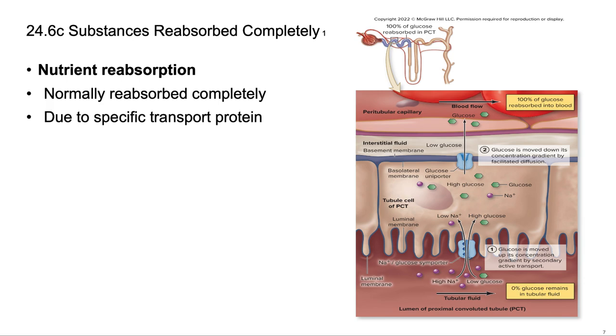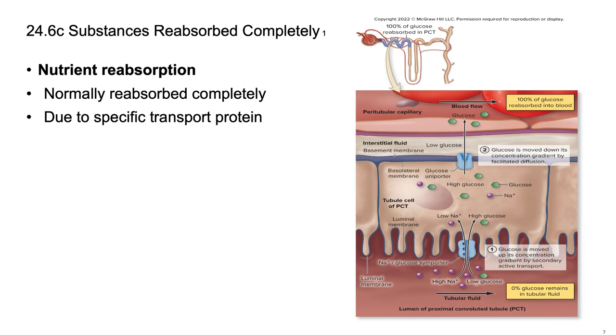So if you've got lots of sodium on the outside, and just a little sodium on the inside, then sodium moving from outside to inside is moving down its concentration gradient. That's passive transport, that's diffusion. What you can then do is take another substance, in this case glucose. These little green molecules are glucose. And you can move it against its concentration gradient, or up the concentration gradient, by using another substance, in this case sodium, moving down its concentration gradient.